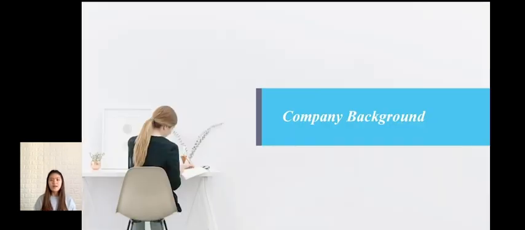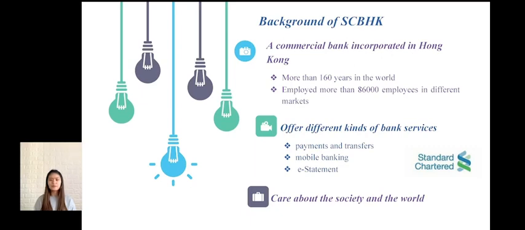As we all know, SCBHK is one of the commercial banks incorporated in Hong Kong for over 150 years. With the mission of caring about the society and the world, it has employed more than 86,000 employees in different regions. It mainly offers different kinds of banking services, for example, mobile banking, payments and transfer, and also e-statement.